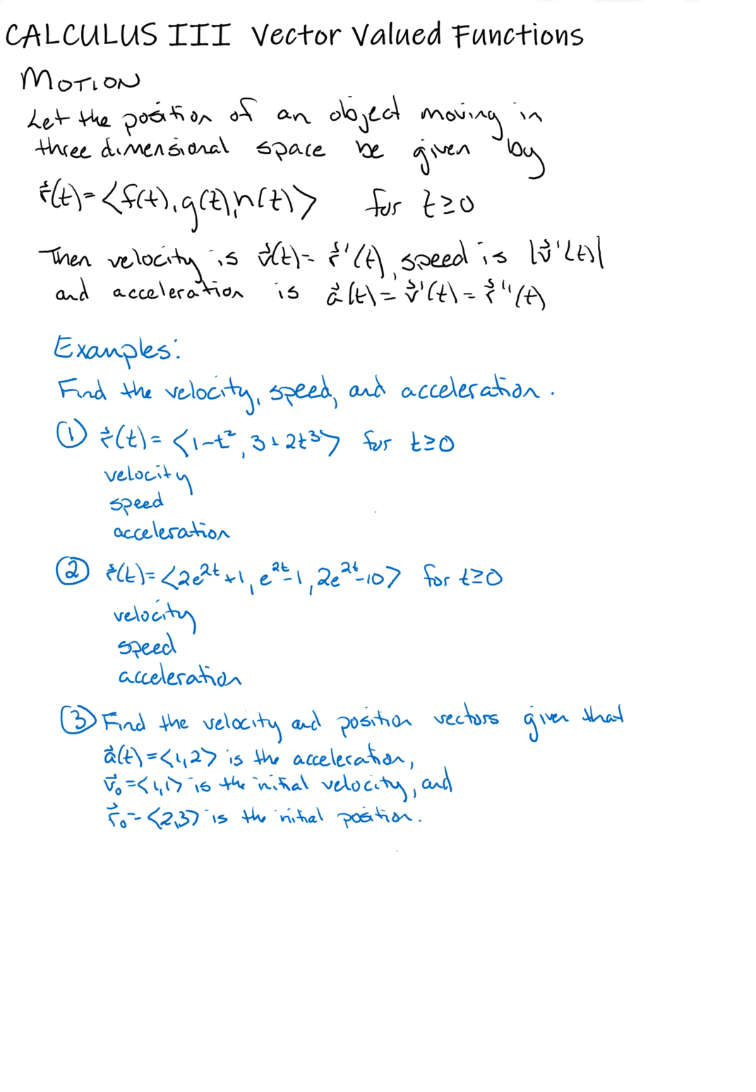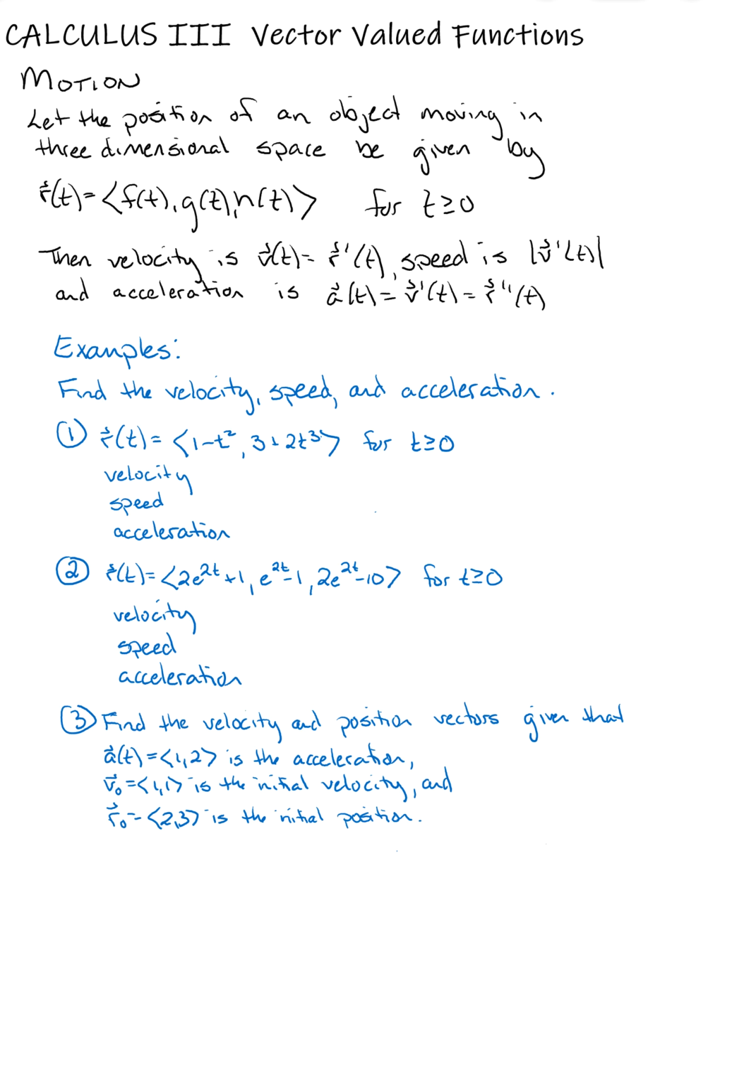Let's find the velocity, speed, and acceleration of r of t given by 1 minus t squared for the first component and 3 plus 2t cubed for the second component for t greater than or equal to 0. Now notice this is a vector with only 2 components instead of 3 as above, but it's the same idea. You should be able to get this no problem.